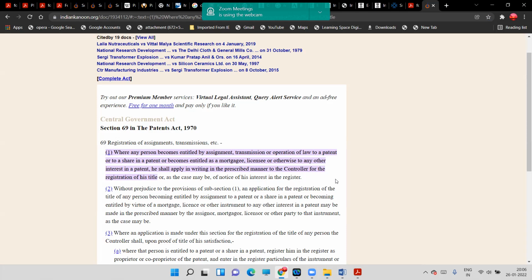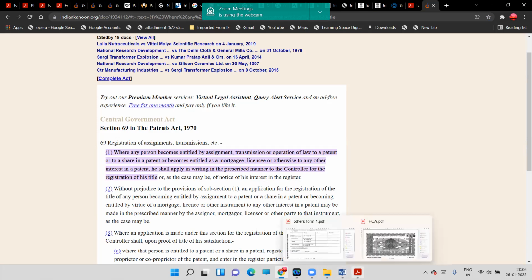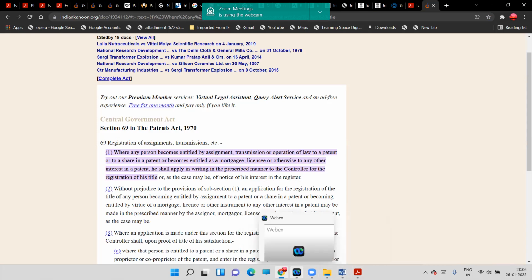Okay, just like a mutation, when we get some land or something, we just apply for the mutation in the Nagar Nigam or something. नहीं मतलब कंट्रोलर को बताएगा ना वो कि आई एम आल्सो एंटाइटल्ड. ओके तो वो अप्लाई कर देगा इन राइटिंग जो भी फॉर्मेट है उसमें. ओके मींस द एप्लीकेंट उसको पेटेंट एजेंट को बताएगा कि ऐसा कर. हाँ तो उनको वो फॉर्म भरना पड़ेगा फॉर्म 16. फॉर्म 16 हाँ, उसमें दिया हुआ है ना देखो आप.